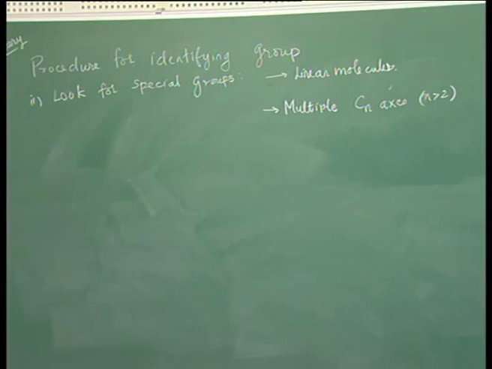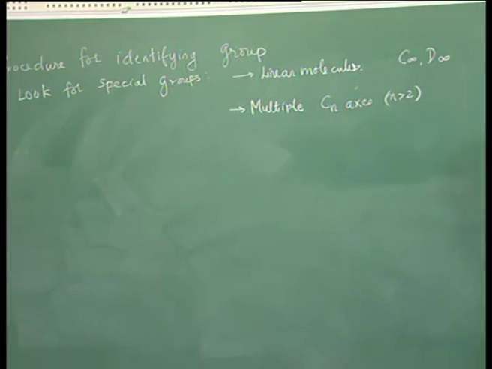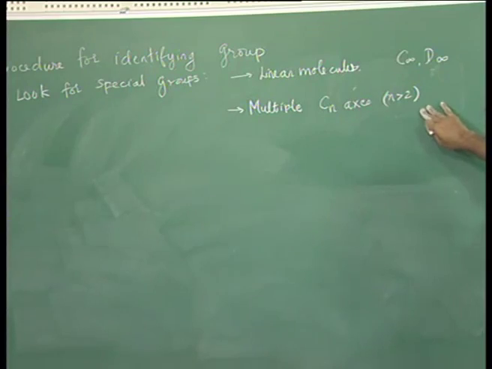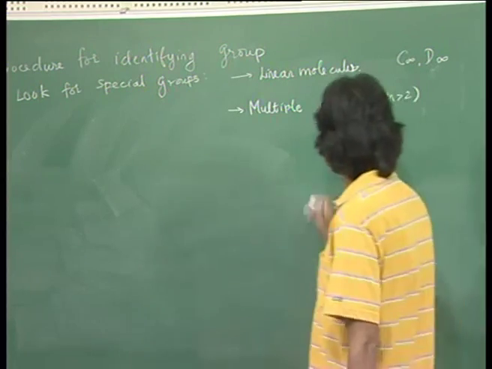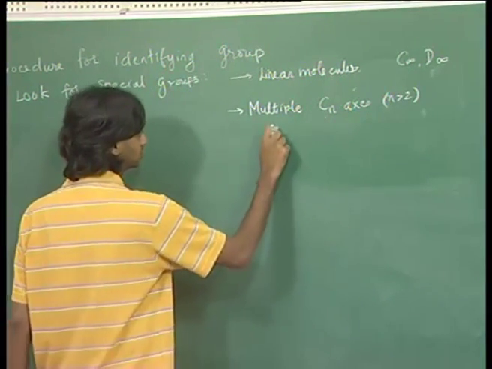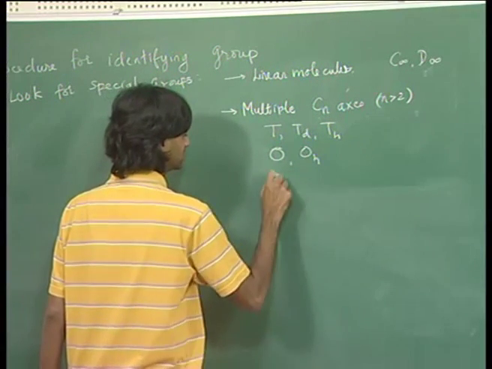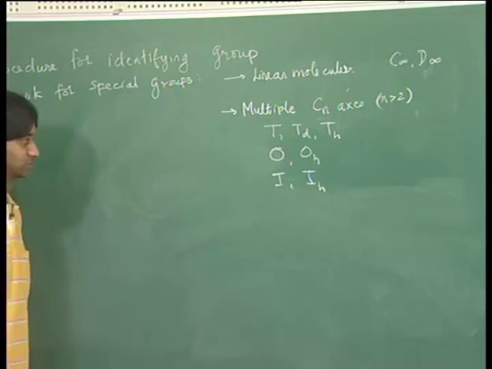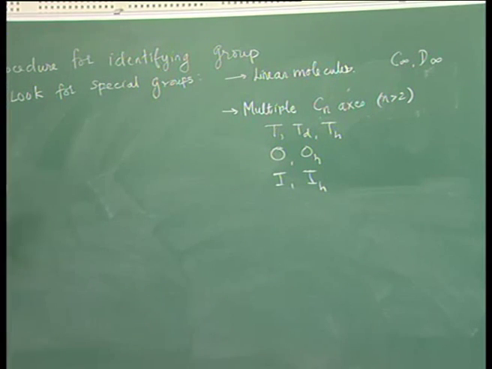First you check whether your molecule is linear. If your molecule is linear, then the group will be C infinity v or D infinity h. If your molecule is not linear, you will see whether it has multiple Cn axes where n is greater than 2, and if it has, then it has to be one of the 7 groups: T, Td, Th, O, Oh, I, Ih. So first you check whether it falls in one of these special groups.